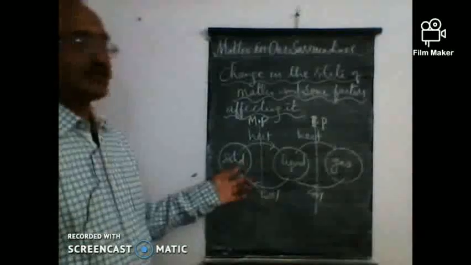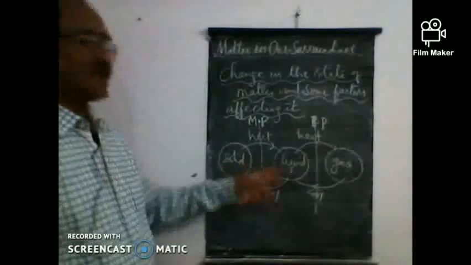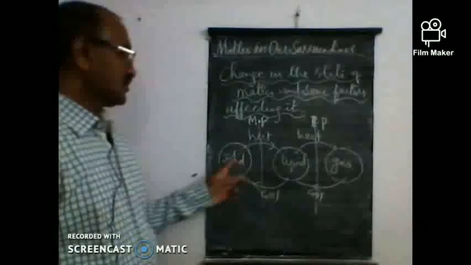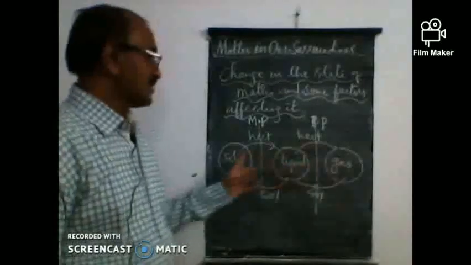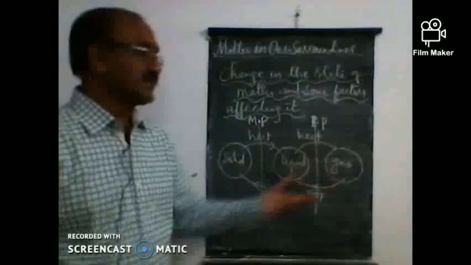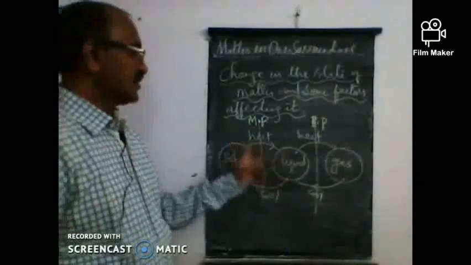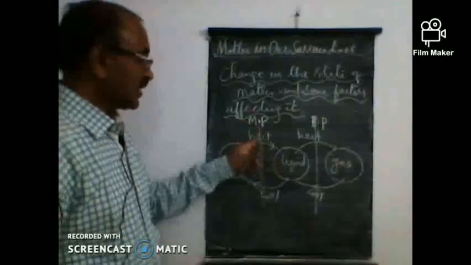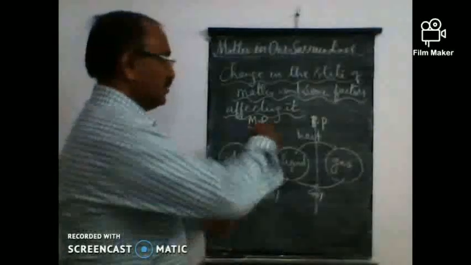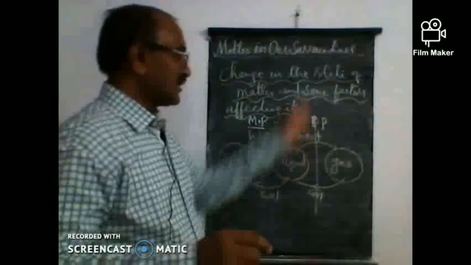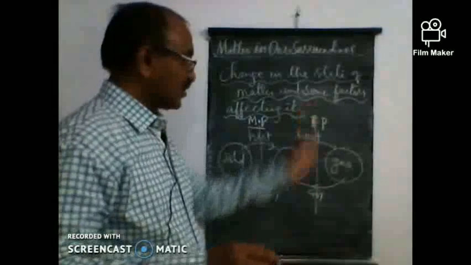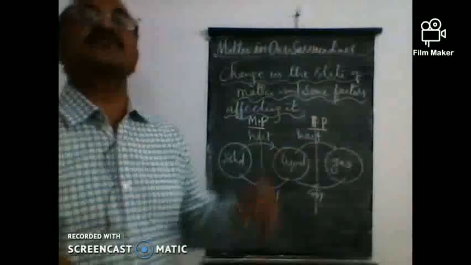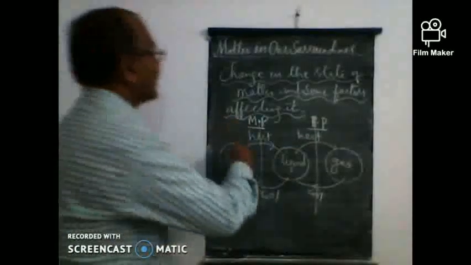Right here, children, I've already drawn the same diagram that I have drawn before. So solid changing to liquid, liquid to gas, and this happens when we were heating. Solid is changing at a definite temperature when we are heating to liquid. That definite temperature we call the melting point, and the liquid at a definite or constant temperature is changing to gas. That is boiling point.